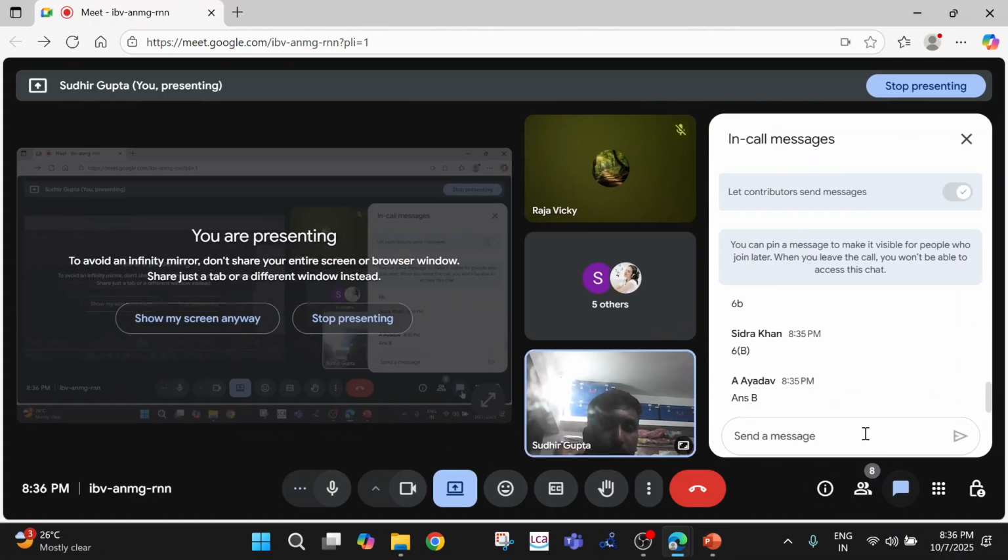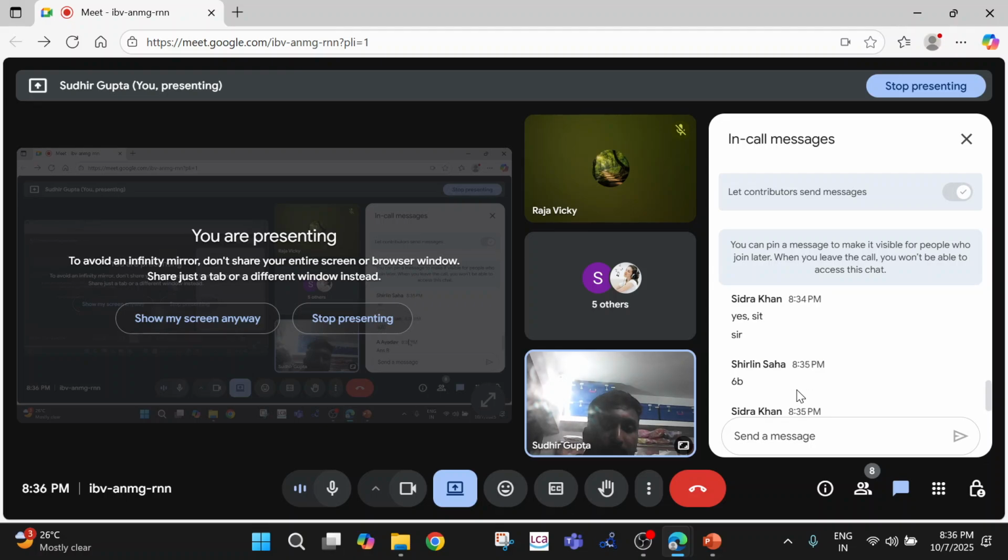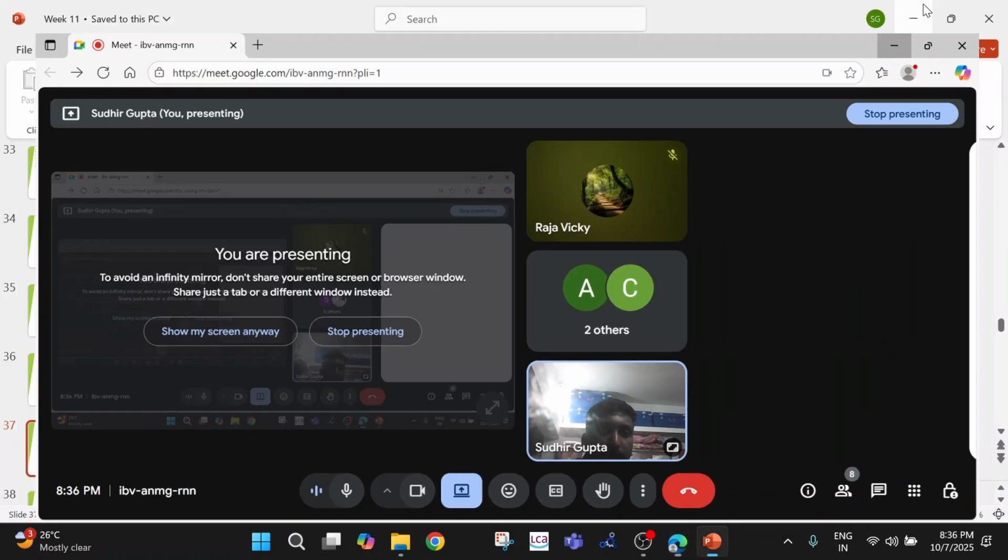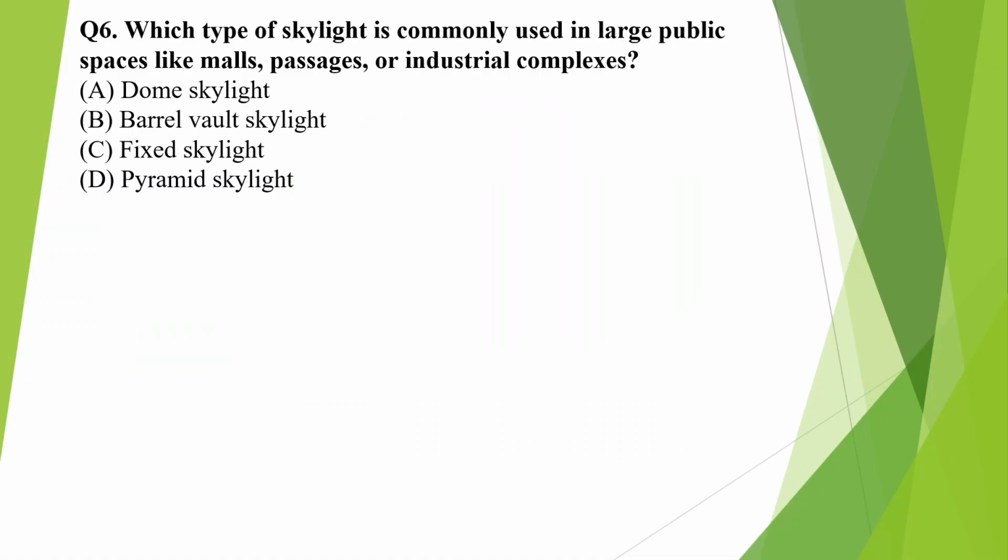Very good, guys. Yadav, Sidra, I have received a lot of answers for question number six, and most of you answered option B, which is the correct answer. This is barrel vault skylights. They cover large roof areas and are ideal for public or institutional buildings, but not suited for residential due to the privacy and scale that they require. So B is the correct answer, and all of you have marked it correctly.